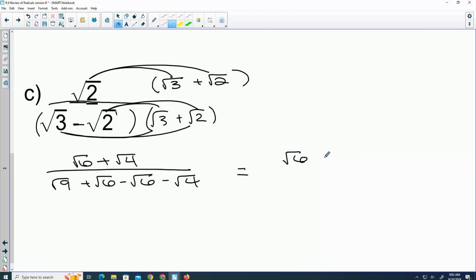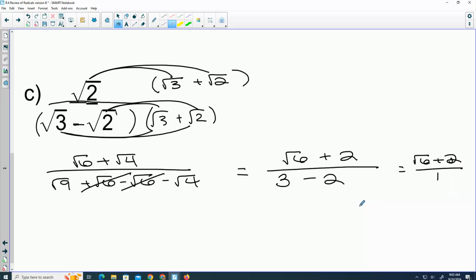On top, square root of 6 plus the square root of 4 is 2, and once you do the square root, the radical goes away. On the bottom, the square root of 9 is 3. Positive square root of 6 and negative square root of 6 cancel. Minus the square root of 4 is 2. 3 minus 2 is 1. Do I even need that over 1? It's turned into the square root of 6 plus 2.